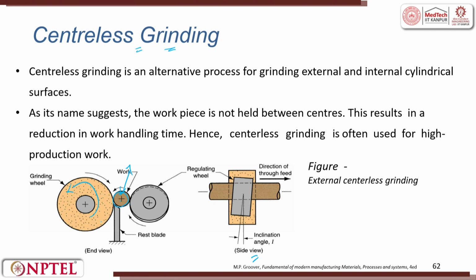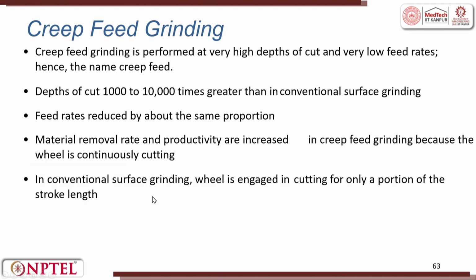So, you will have a grinding wheel, you will have a support which supports the workpiece, and then what regulates and pulls the workpiece is done by a regulating wheel. It is always made out of rubber, it only gives friction. The workpiece is supported at the rest blade. So, you also have creep feed grinding.